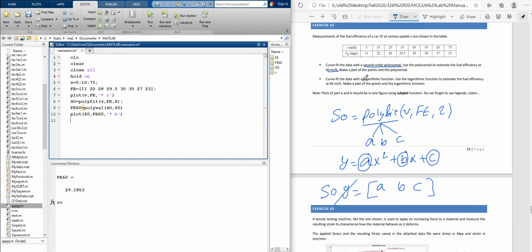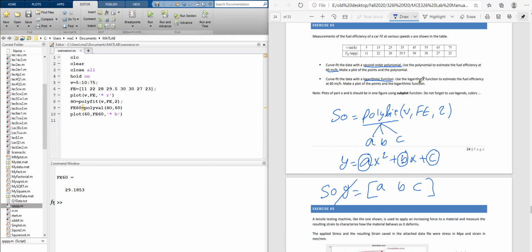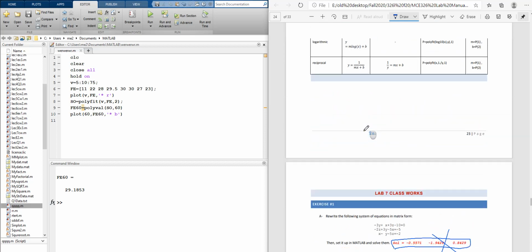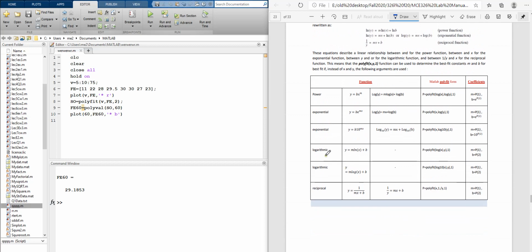Next, fit data with a logarithmic function. Use the logarithmic function to estimate the fuel efficiency. How can we use the logarithmic function? Just to remind you, what is the logarithmic function? We have a table here. This is the logarithmic function. That means the data in the y-axis equals m, some constant, times ln of the data in the x direction, plus b. As you see, y equals m ln of x plus b, it's a linear relation between y and ln of x.